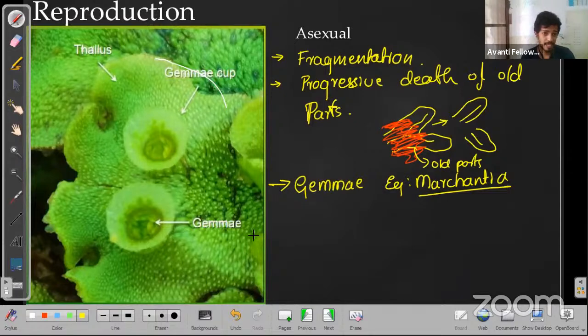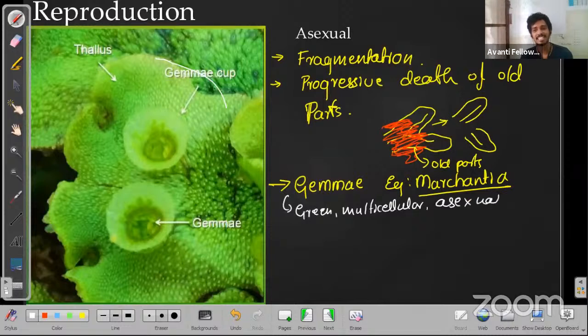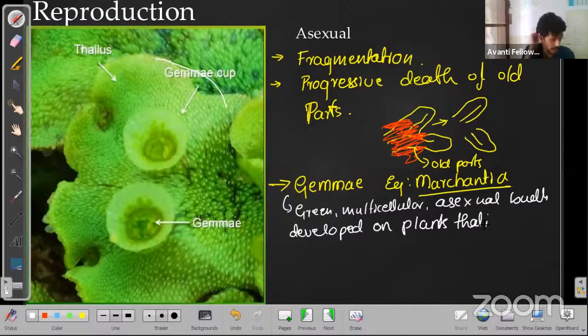Yes, what is gemma? Correct, Sushmita. You are absolutely correct. Gemmae are green, multicellular. You can write the definition: asexual buds developed on the plant, on the plant thalli, if I write it in a simple way. They are actually multicellular asexual buds.